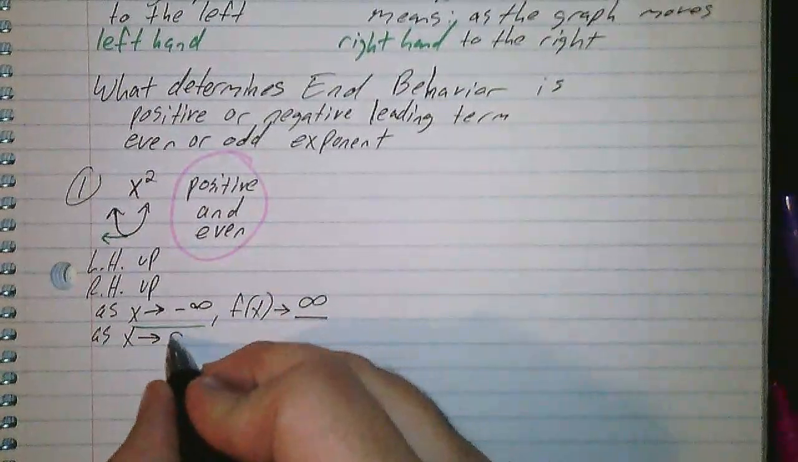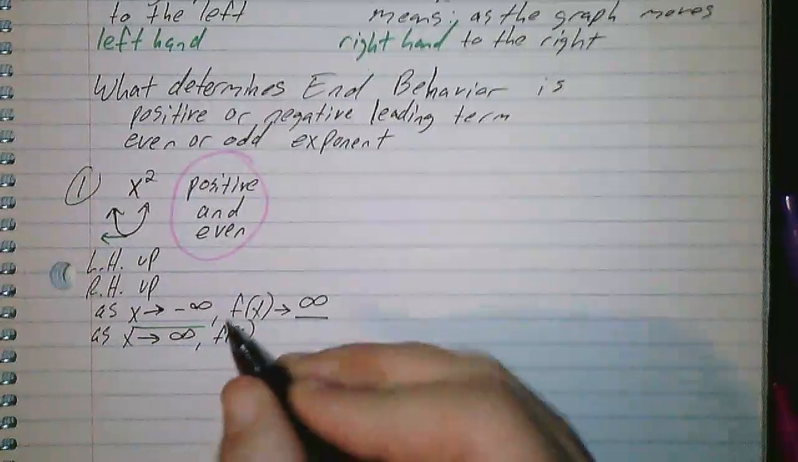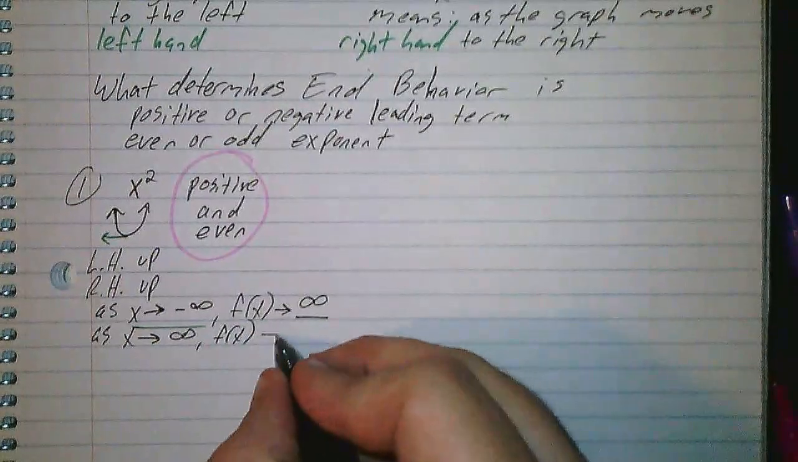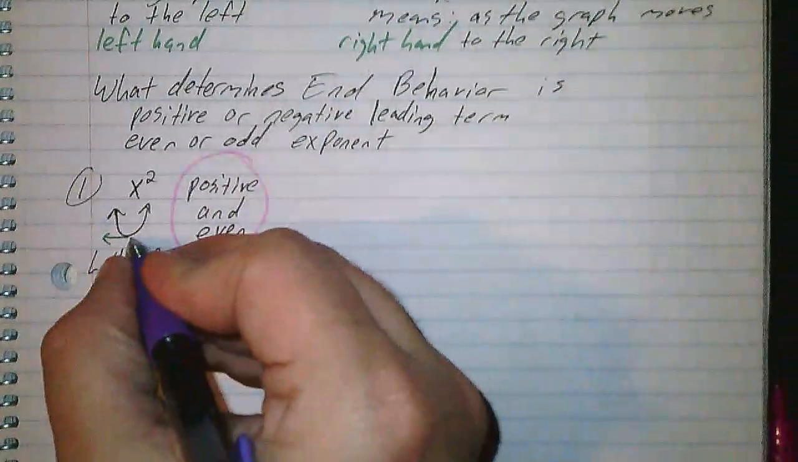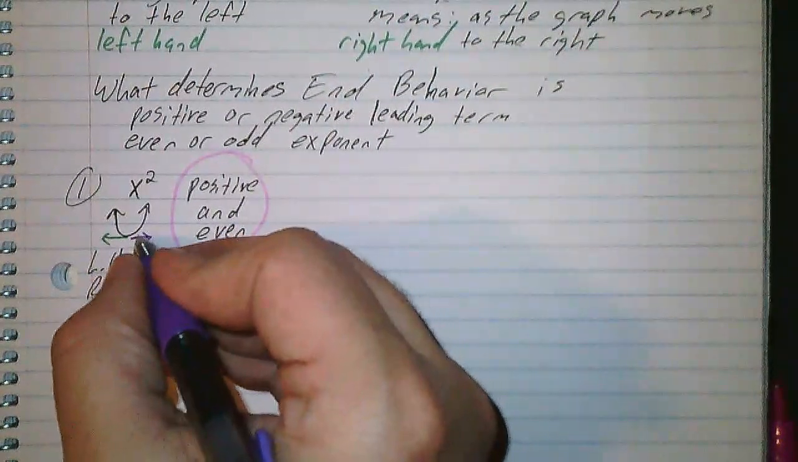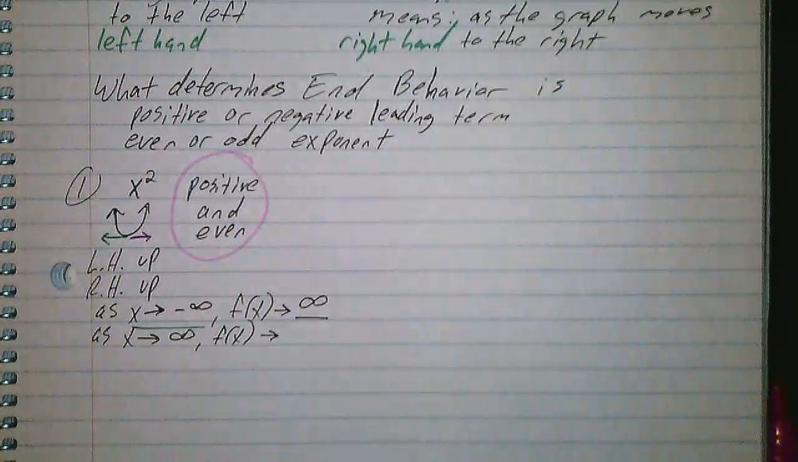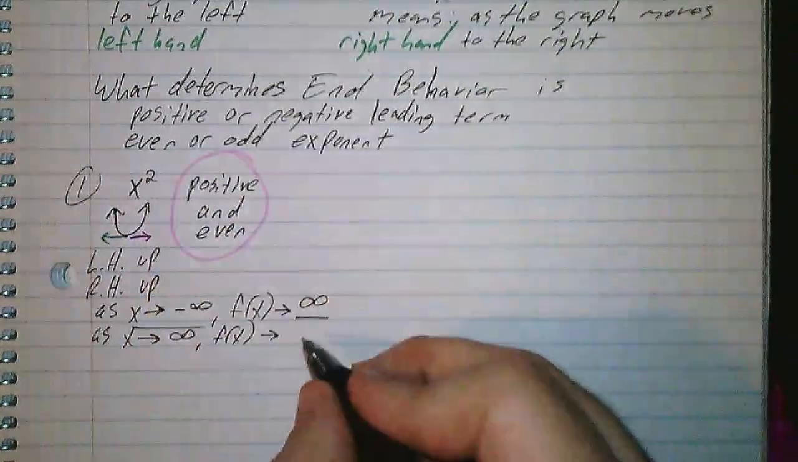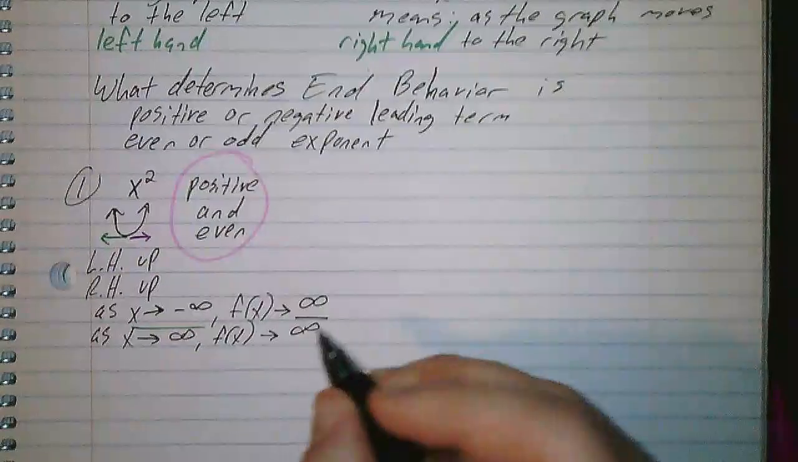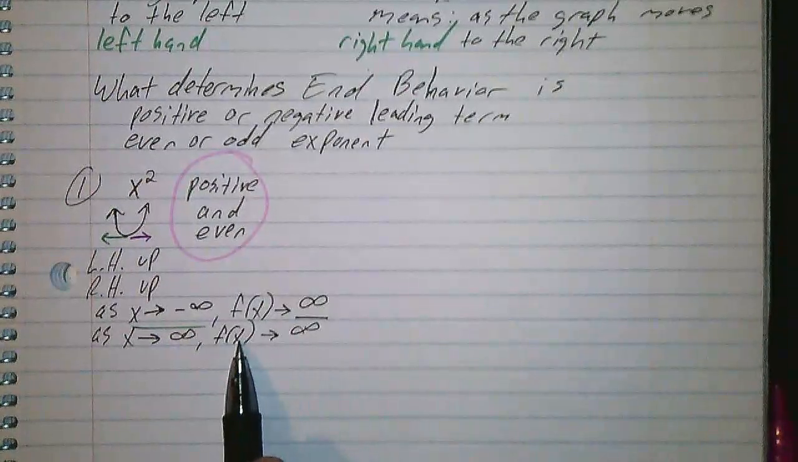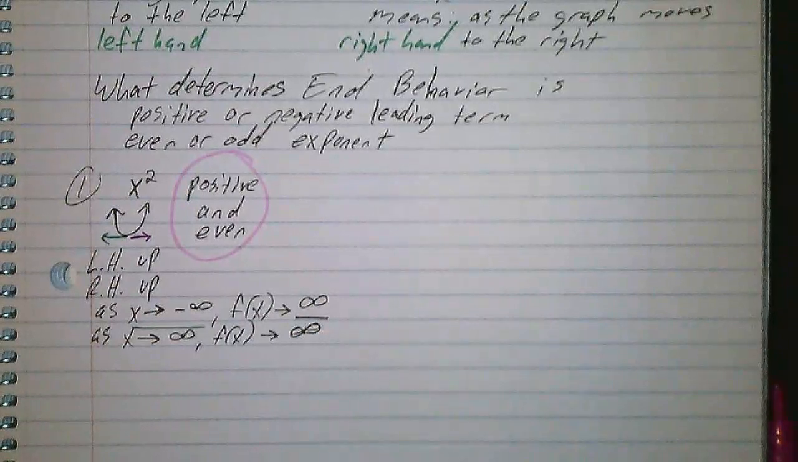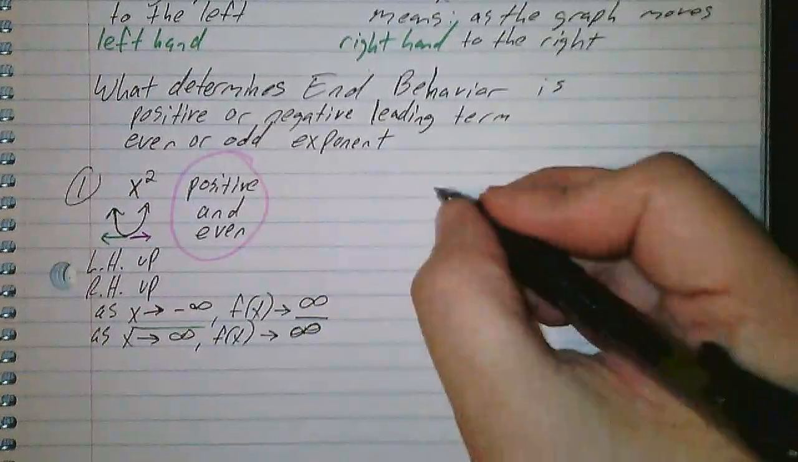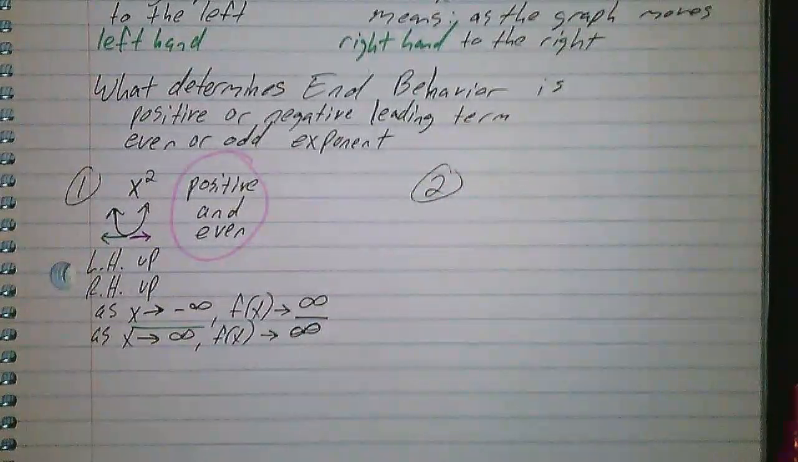As x approaches positive infinity, what does y approach? As the graph moves to the right, towards positive infinity, we can see that the y value goes up. And if it's going up, we state that f of x is approaching positive infinity. Again, 4 cases, and we'll look at a couple examples.